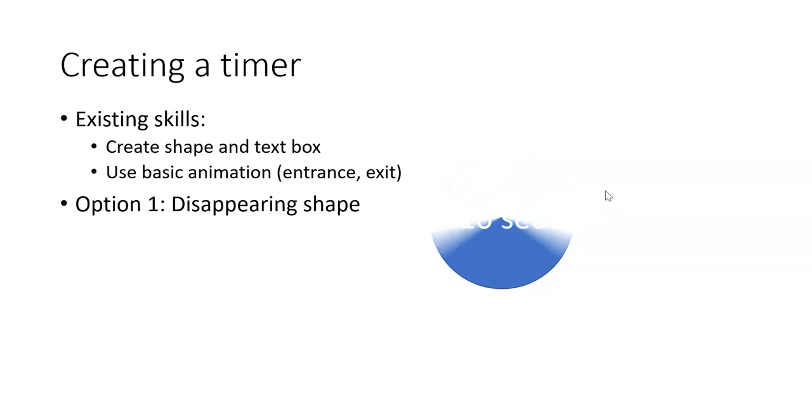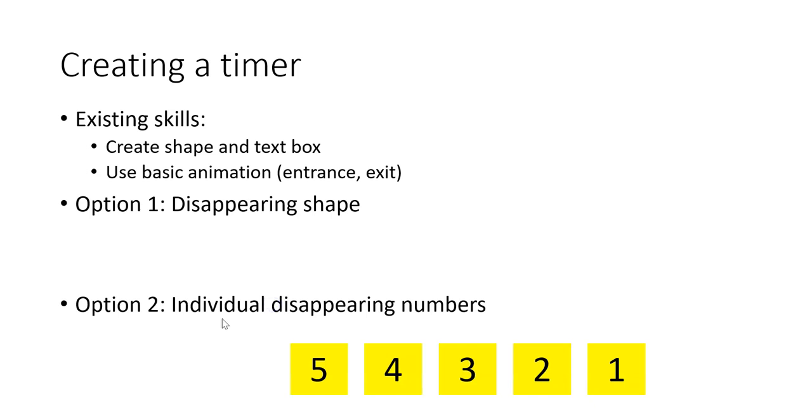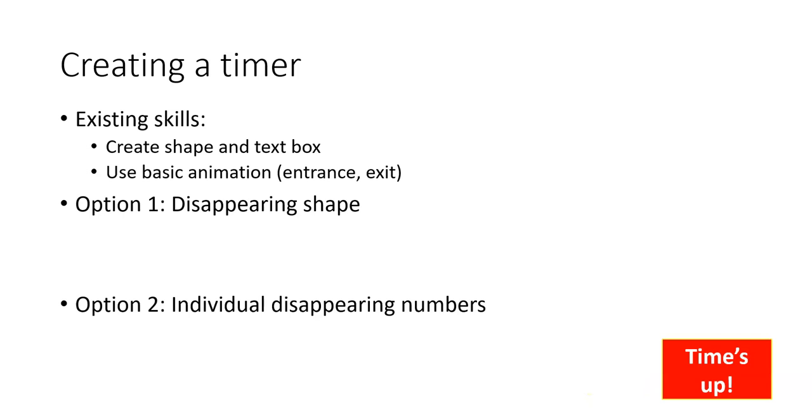And this is probably one of the simpler ways of creating a timer. The second option is to create individual numbers and then have them disappear at fixed intervals over the duration of your countdown. So here is a countdown of 5 seconds, and again, when I click on the mouse, the numbers will start to disappear. And you can see that they are going off at 1 second intervals. And I have a little text box here that says time's up.